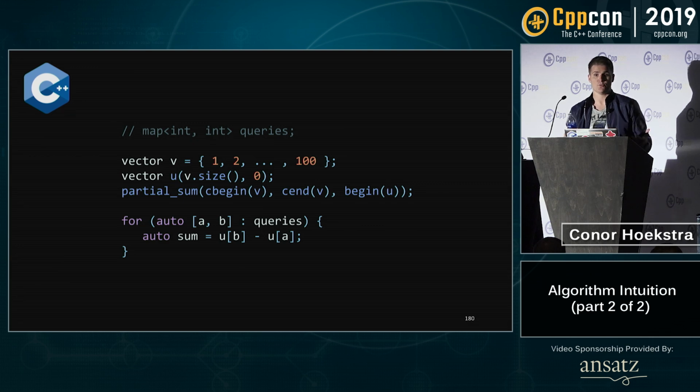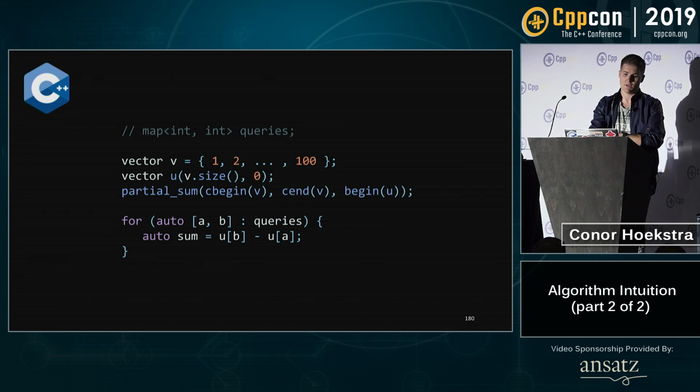And so if you had a bunch of those queries, you're going to end up with sort of quadratic time complexity: linear for each sum, and then however many sums you have to do.